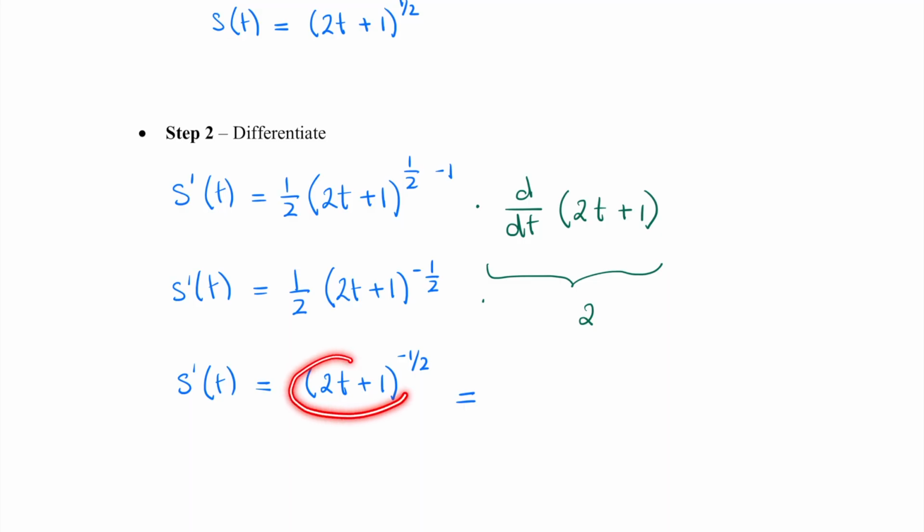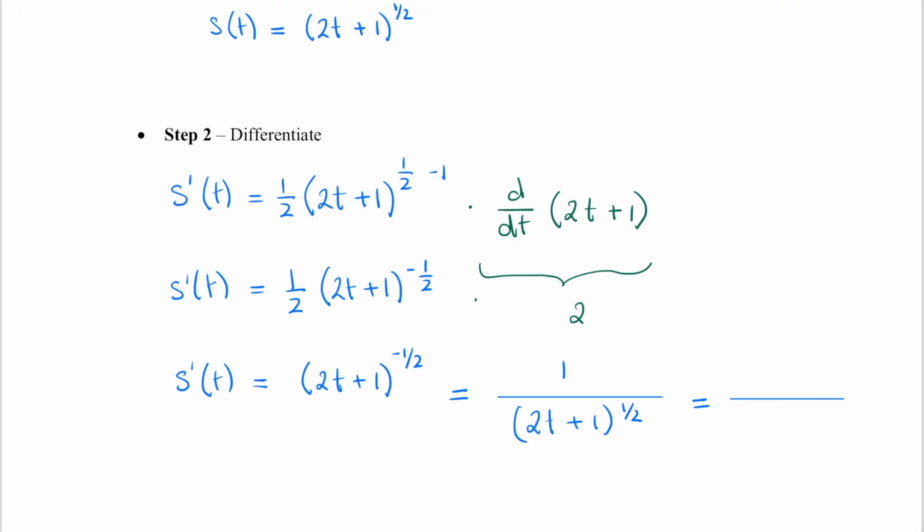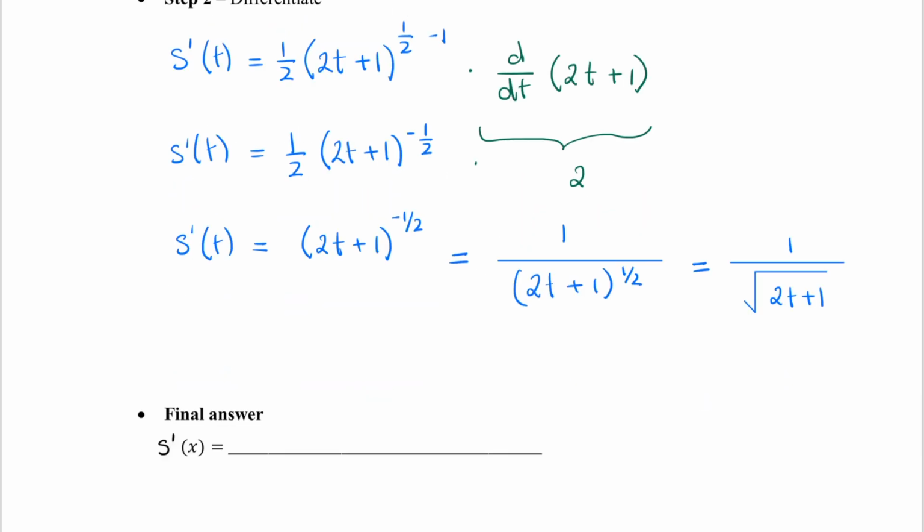2t plus 1 to the negative 1 half. That means this belongs to the denominator. So I have 1 over 2t plus 1 to the 1 half. And 2t plus 1 to the 1 half equals square root of 2t plus 1. So s prime of t is 1 over square root of 2t plus 1.